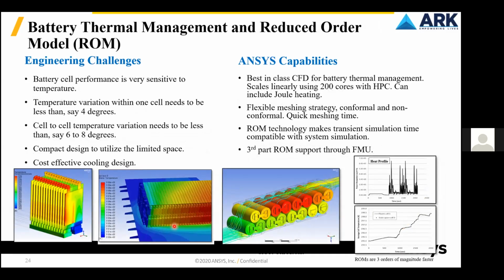Then another model that ANSYS has is the reduced order model, which is useful for different engineering challenges, like battery cell performance, which is very sensitive to temperature, right? As I already said, the temperature variation within the cell needs to be less than 4 degrees Celsius. Then again, the cell to cell temperature variation needs to be less than 6 to 8 degrees Celsius. For that purpose, we need a compact design to utilize the limited space as well, and it should be a cost effective cooling design.